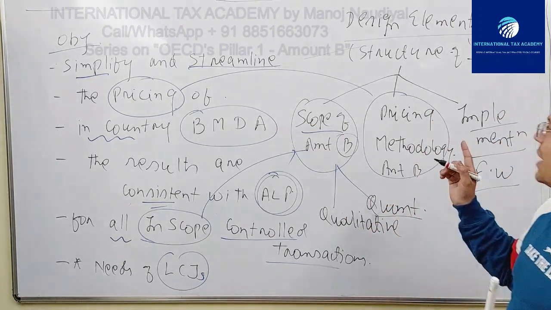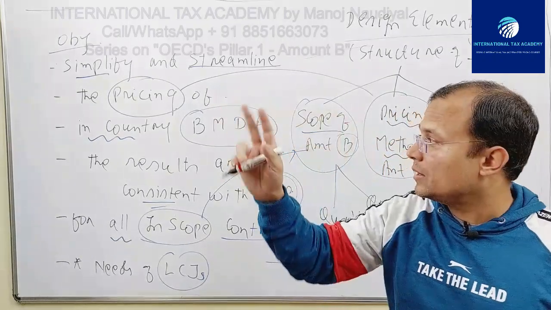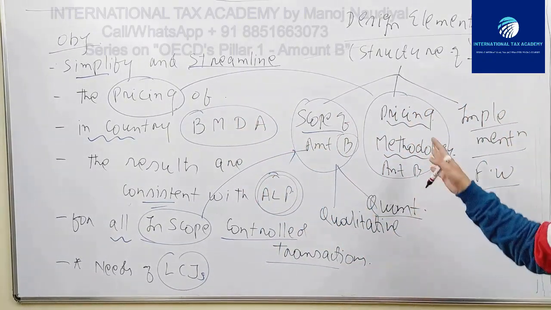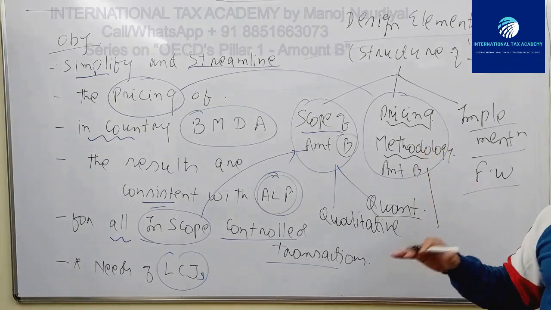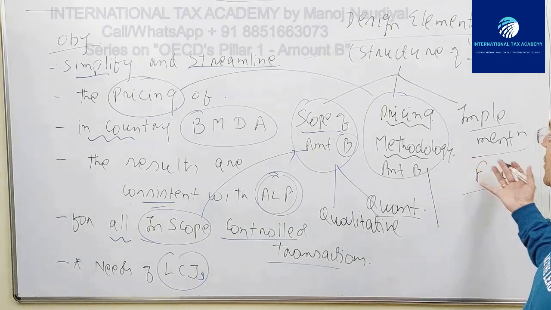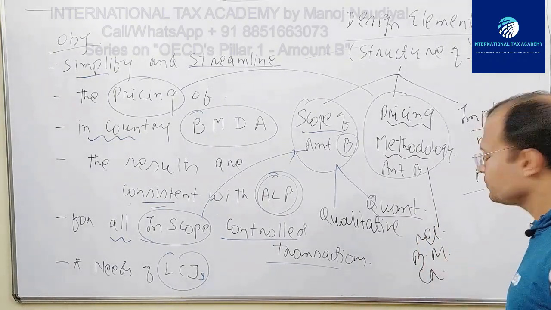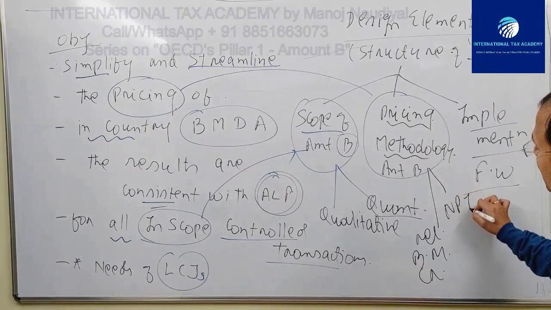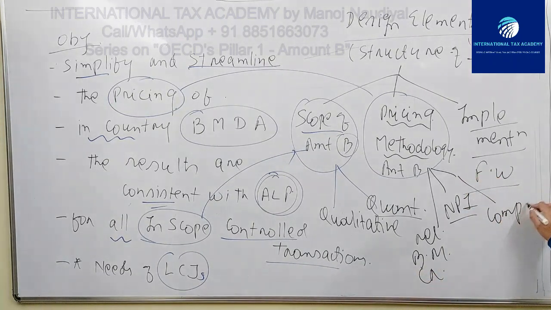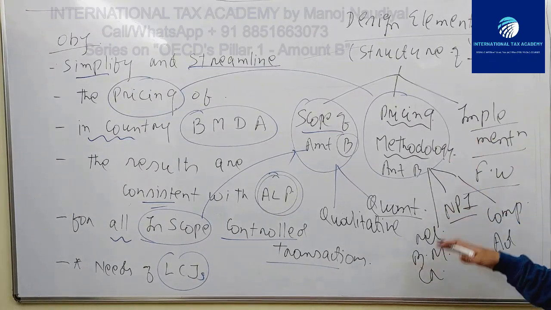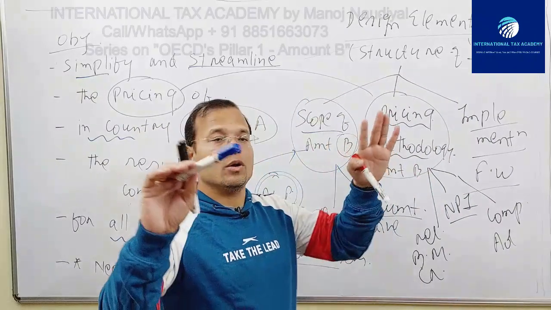Pricing methodology is very, very important, because understand what the objective was. The objective was to simplify and streamline the pricing of in-country baseline marketing and distribution activities. So pricing methodology for Amount B becomes very important. In this context, the document says that the components being discussed within pricing methodology include the relevant benchmarking criteria, net profit indicators, and comparability adjustments. All these three components are being discussed within the framework of the pricing methodology of Amount B.